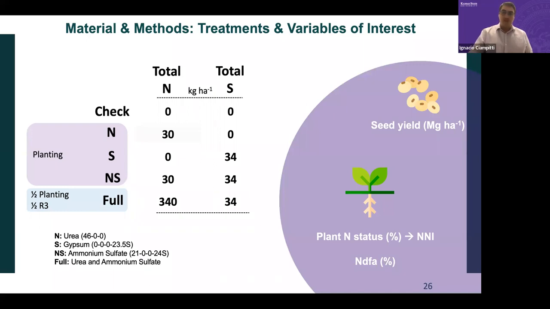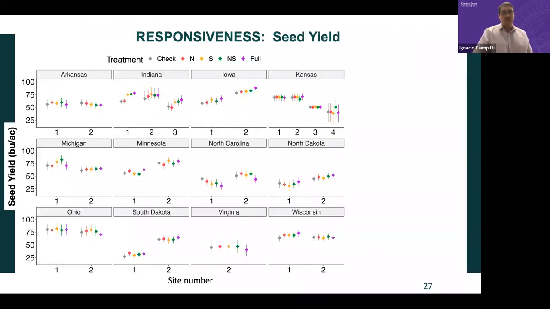We measured fixation. That was one of our main measurements in terms of quantifying the contribution of nitrogen coming from nitrogen fixation. If you look at yields, and remember the treatments: no nitrogen, no sulfur applied is our gray situation here, the check; nitrogen only; then the yellow is sulfur only; green is nitrogen plus sulfur; and the purple is the full.